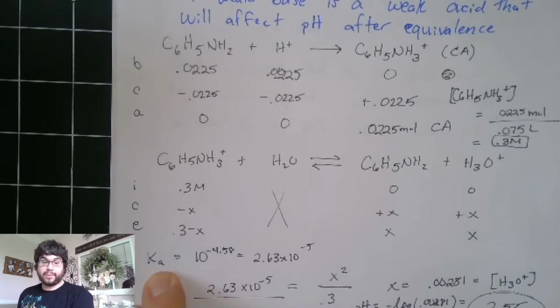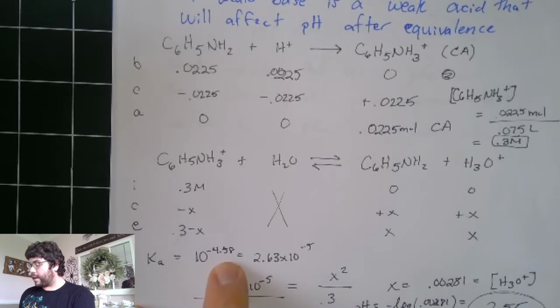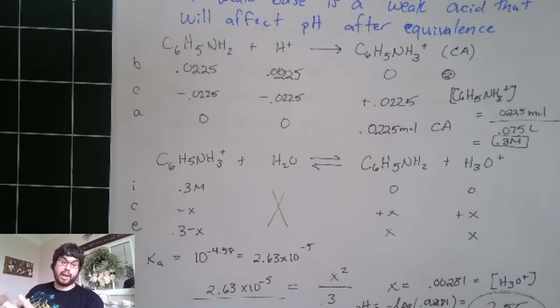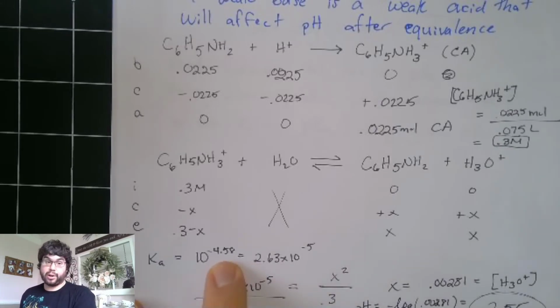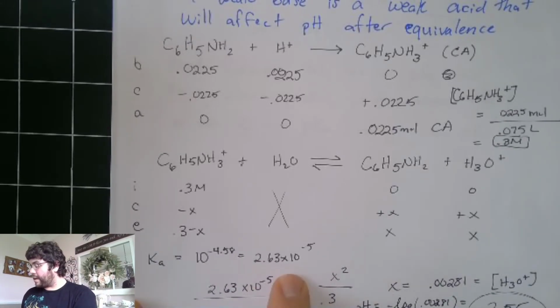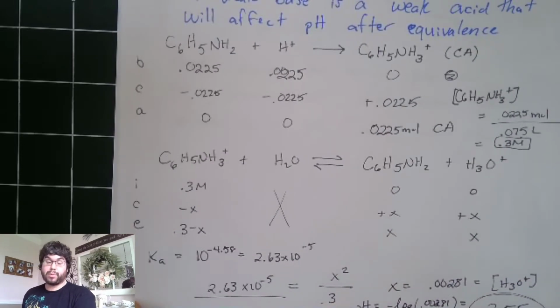The Ka, we have to figure that out. We knew the pKa from a previous problem, so it's 10 to the negative 4.58. The Ka is 2.63 times 10 to the negative fifth. Remember the Kb and Ka: the Ka is for the conjugate acid here, so we could use the Kb to do that, but we figured out the Ka earlier. So the Ka of the conjugate acid is 2.63 times 10 to the negative fifth, and that's going to be equal to x squared over 0.3. Why over just 0.3? Remember, the conjugate acid's equilibrium constant is really, really small, so that value of x is really, really tiny.